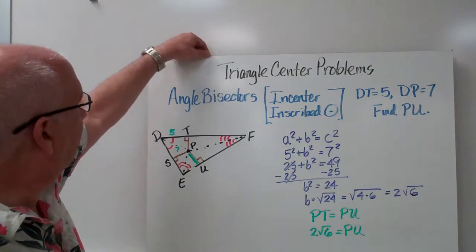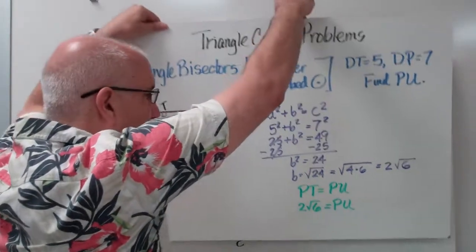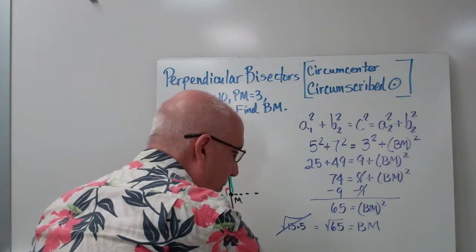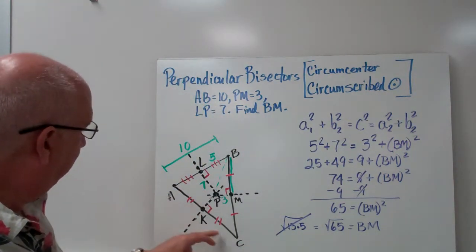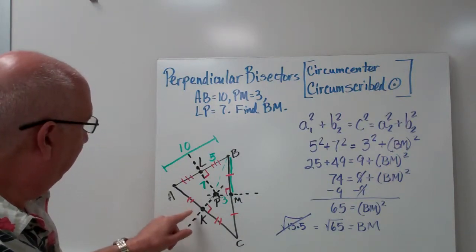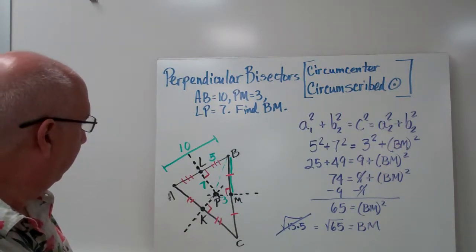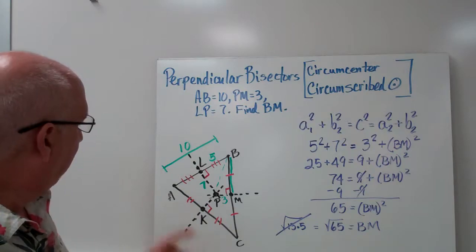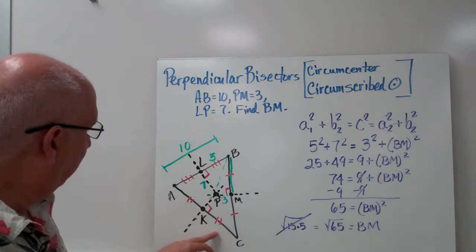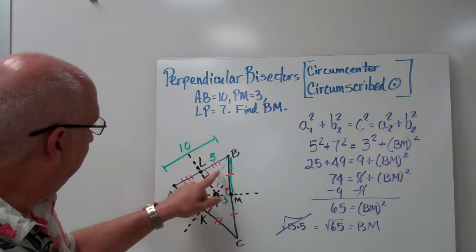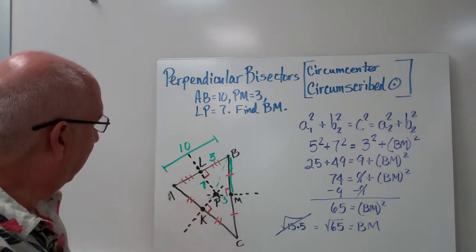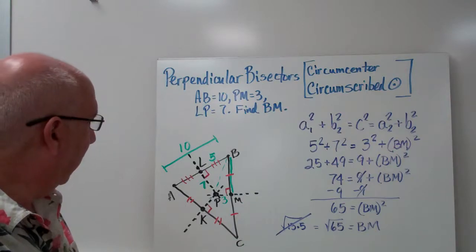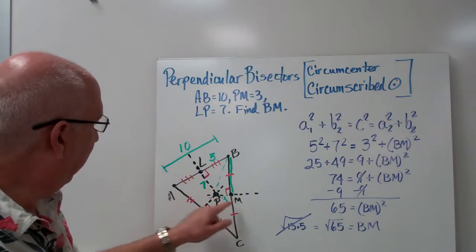That's for angle bisectors. The next one is for perpendicular bisectors. Perpendicular bisectors cut each side into congruent pieces and form right angles. So each side is congruent, each of these segments is congruent, each of these is congruent, and each of these is congruent. And since it's a perpendicular bisector, each of these will form right angles.